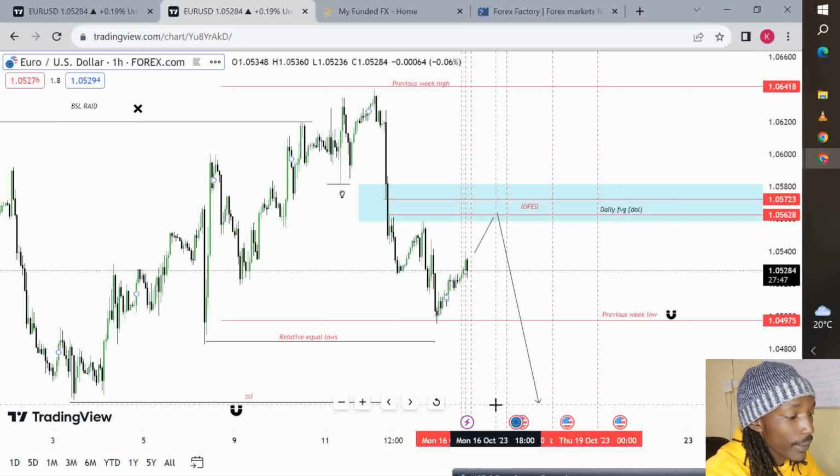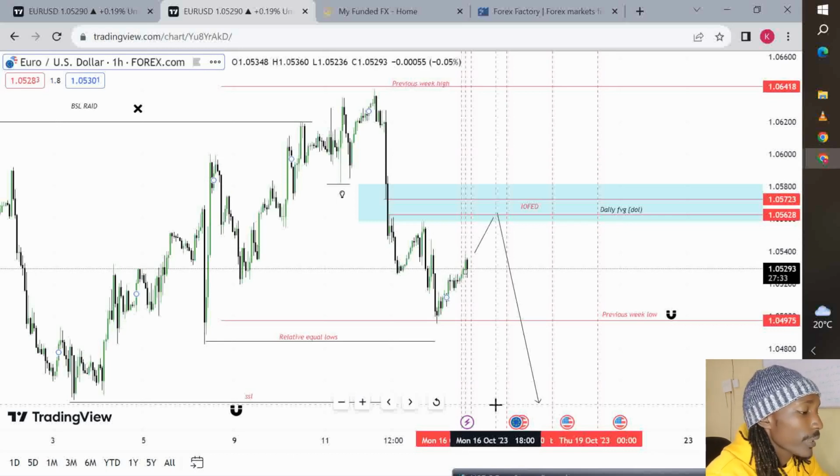This is the pair that I'm watching. I want to give full focus on this pair only, so that I can master it in and out. What I'm anticipating is for price to go back to that daily fair value gap. If it doesn't do that, I won't be touching this pair.